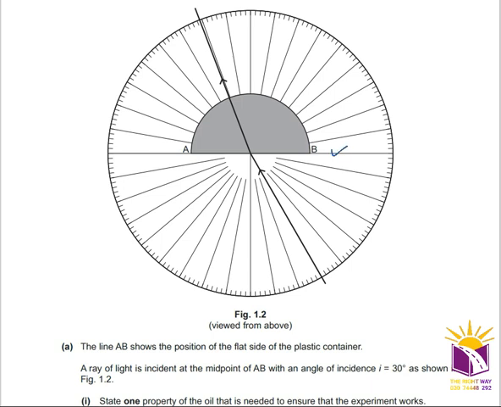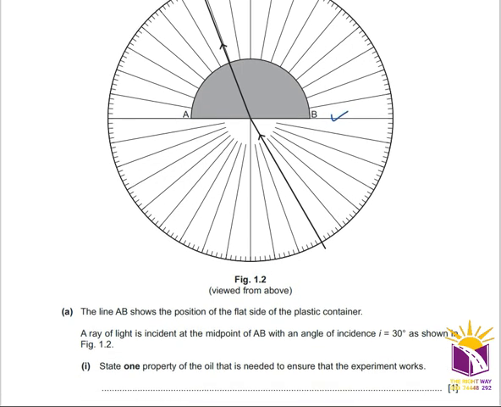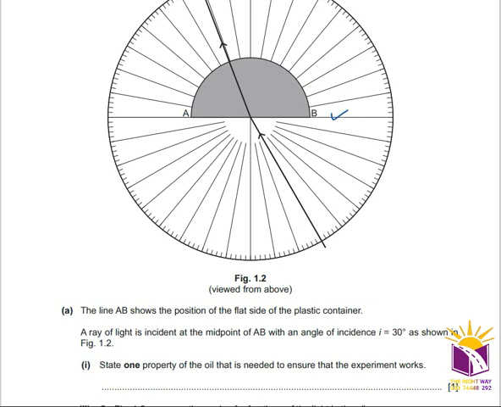This is your line AB, and a ray of light is incident at the midpoint of AB with the angle of incidence I equal to 30 degrees. So your angle of incidence will be equal to 30 degrees, the angle with the normal. State one property of the oil that is needed to ensure that the experiment works.